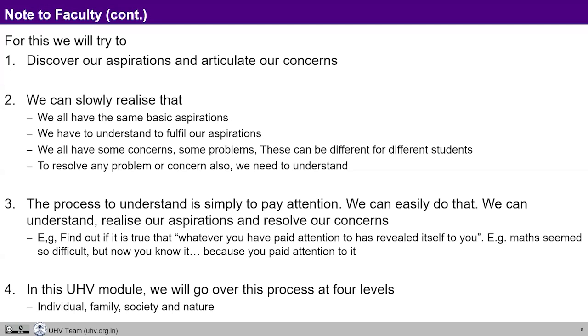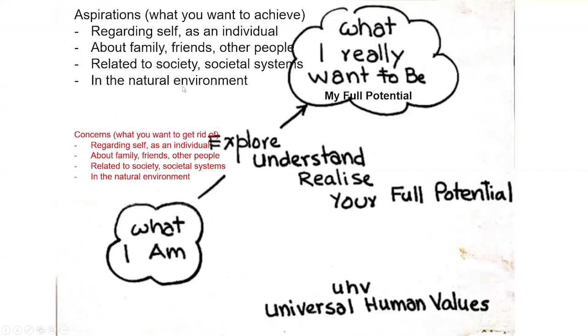In this UHE module, we'll go further. We'll go over this process at 4 levels: individual, family, society, and nature. So we can make a list of aspirations regarding self as an individual, about family, friends, and other people, something related to society, societal systems in the natural environment. And then we can list also our concerns regarding self as an individual, about family, friends, other people, related to society, societal norms in the natural environment.